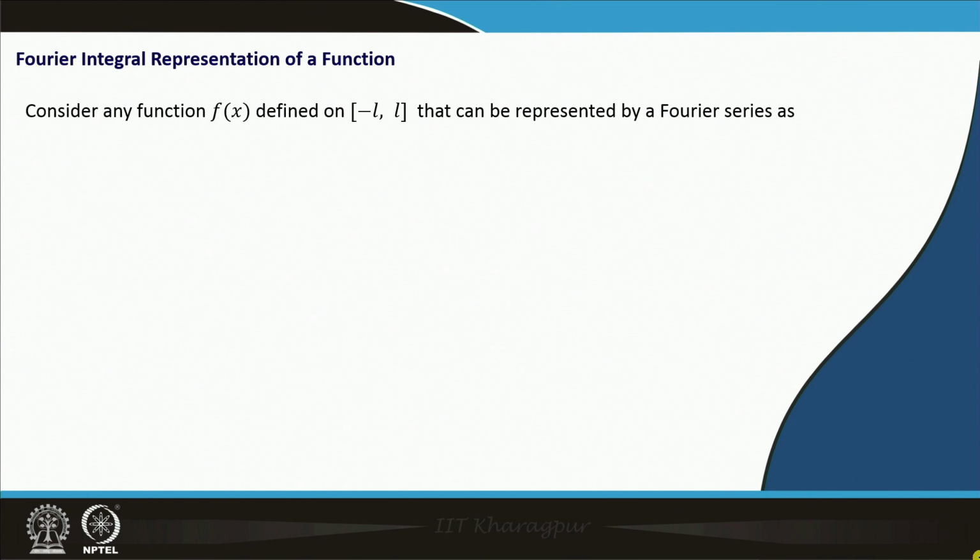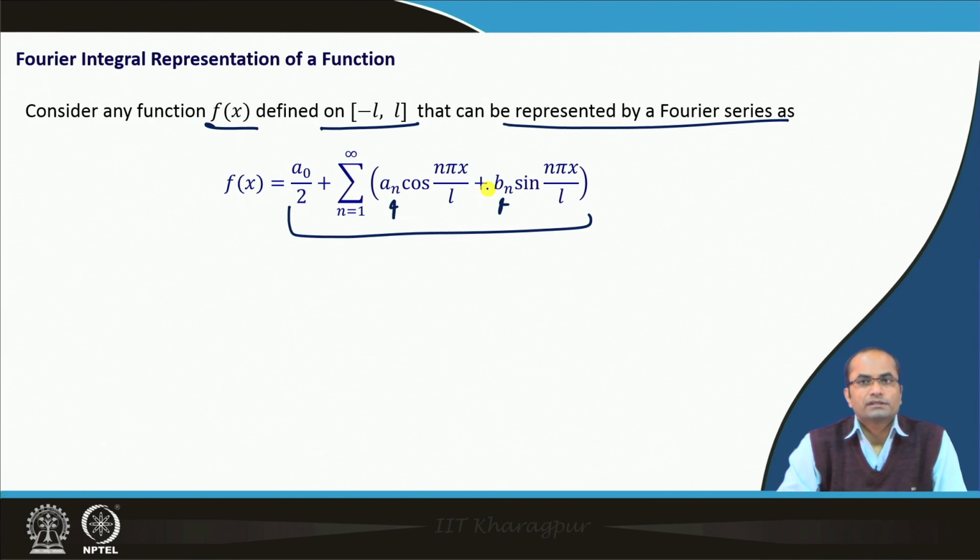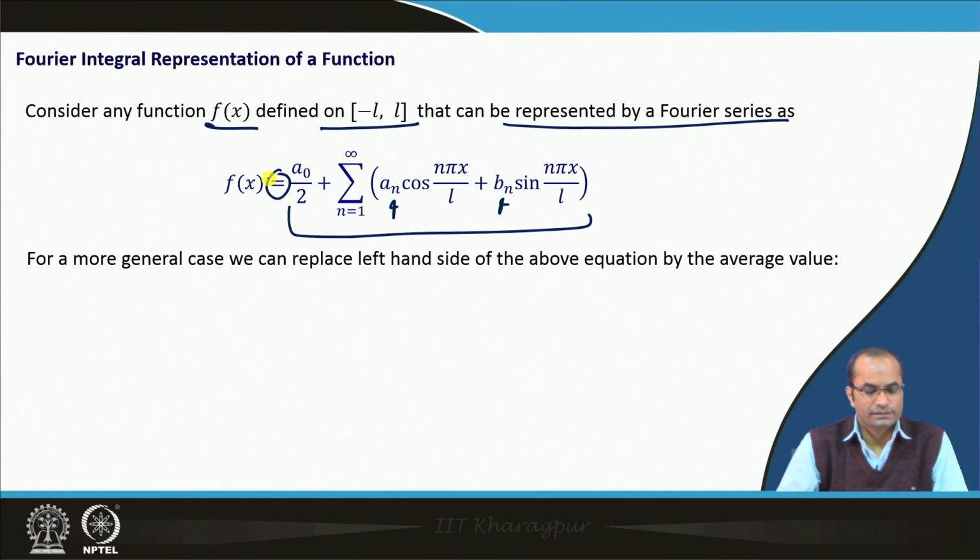Coming to the Fourier integral representation, we consider a function f(x), which is defined on the interval minus L to L, and that can be represented by the Fourier series. That part we have already discussed, and the corresponding Fourier series will be given as a naught by 2, and then we have these Fourier coefficients and cos and sine. And we have already discussed the convergence: in case of the continuity of the function and the existence of left and right derivatives, we have indeed the equality of the series to the f(x).